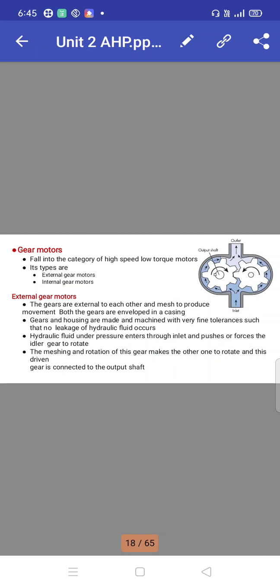High speed means the rotation, the RPM of the shaft, will be higher. Torque means the work to be completed will be as usual. So here this is the torque. There are two classifications, external gear motors and internal gear motors.